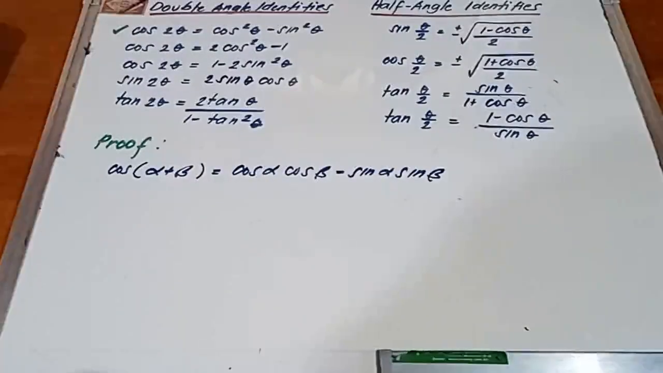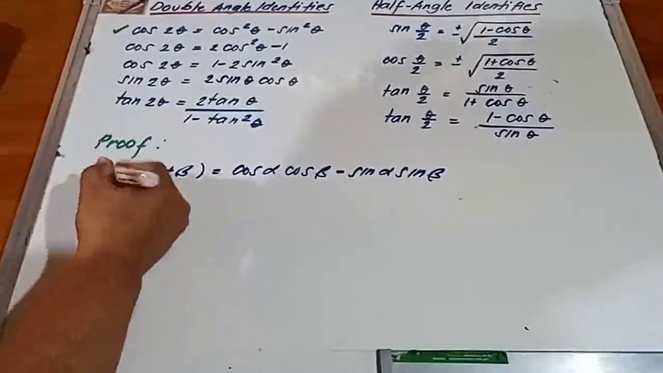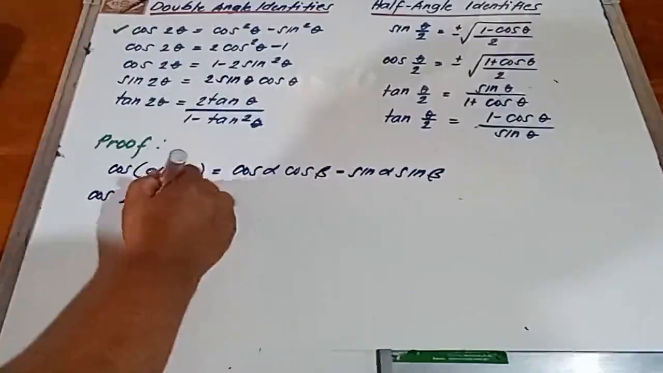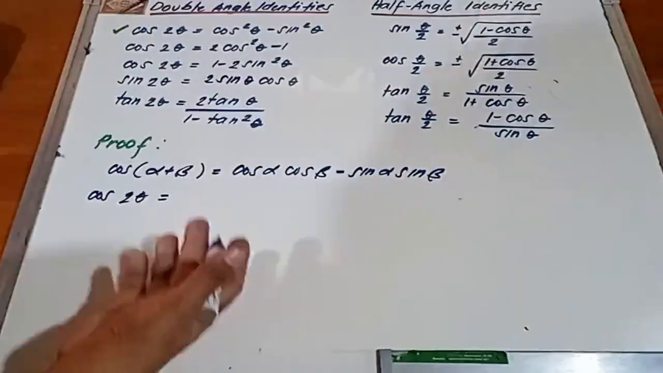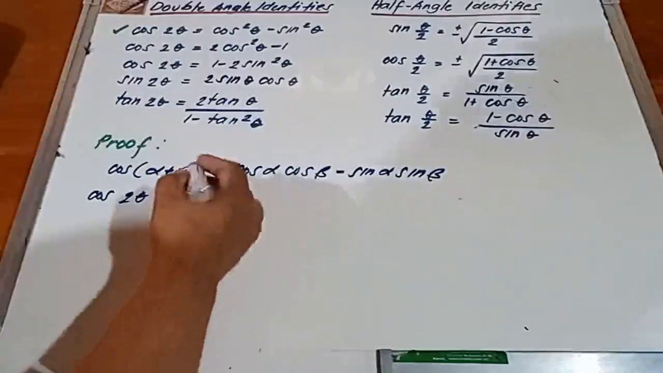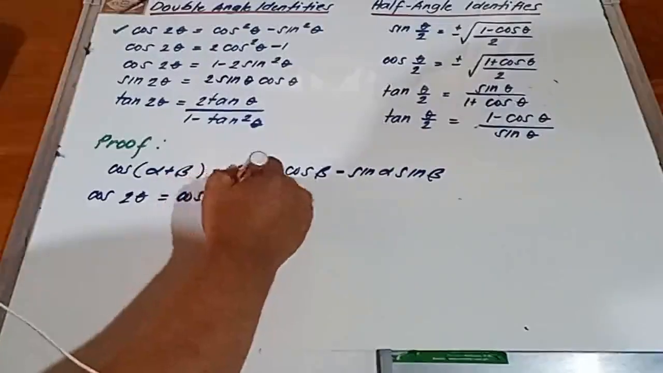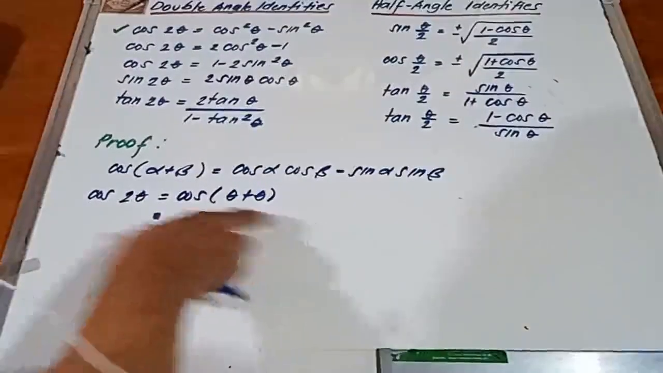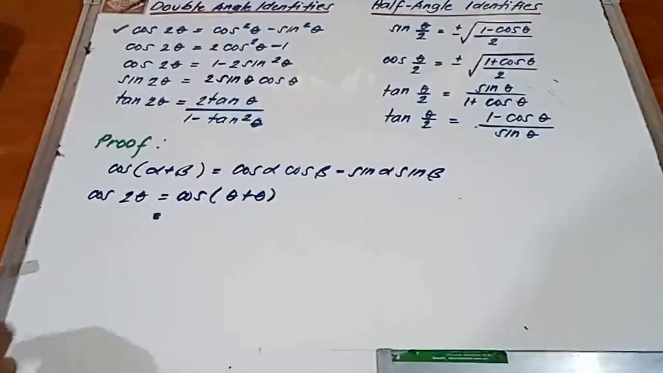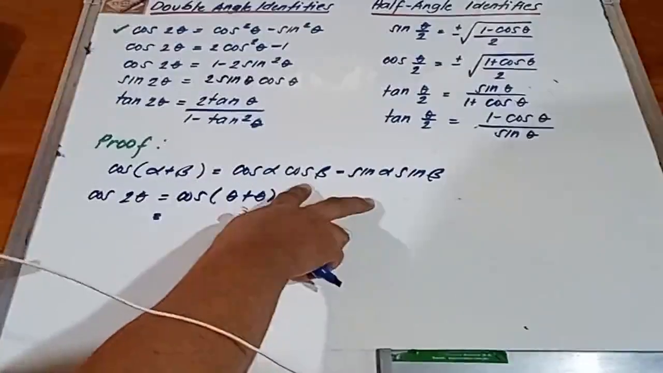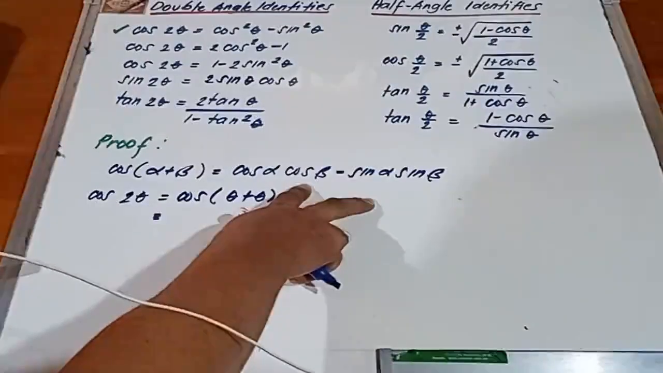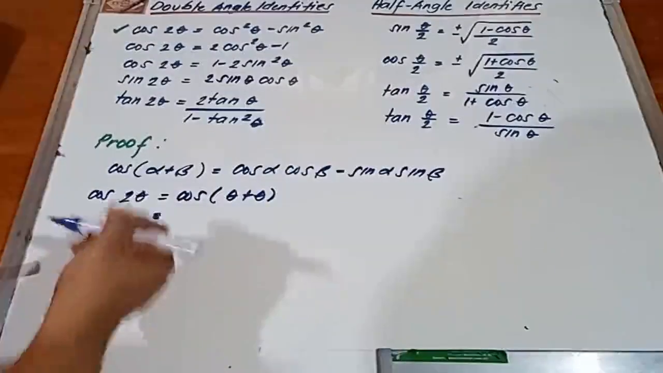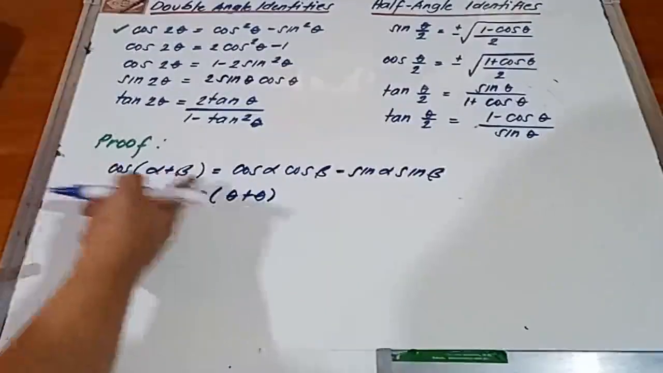That is cosine 2 theta. So, cosine 2 theta, ito yung proof. So, cosine 2 theta can be written as the sum of theta and another theta. So, that is equal to cosine theta plus theta. Now, theta plus theta is 2 theta. So, equal lang yung dalawa. So, pagkatapos nun, gagamitin na natin yung ating cosine of alpha plus beta. That's equal to cosine alpha, cosine beta, minus sine alpha, sine beta. Itong alpha natin is theta, beta is also theta.